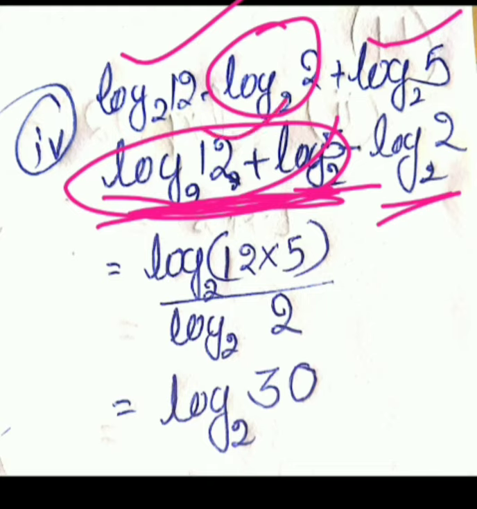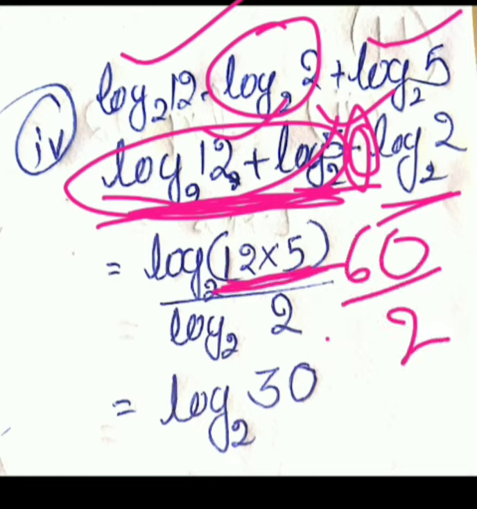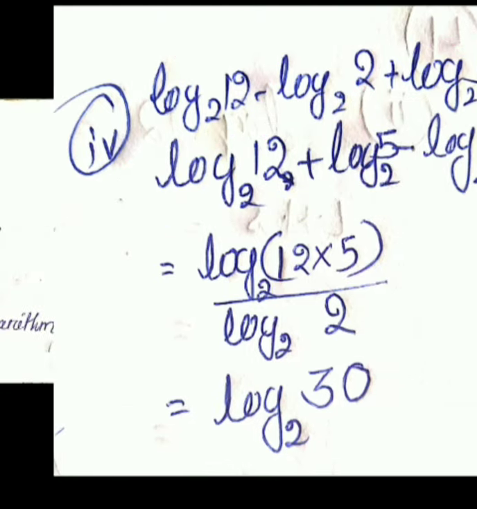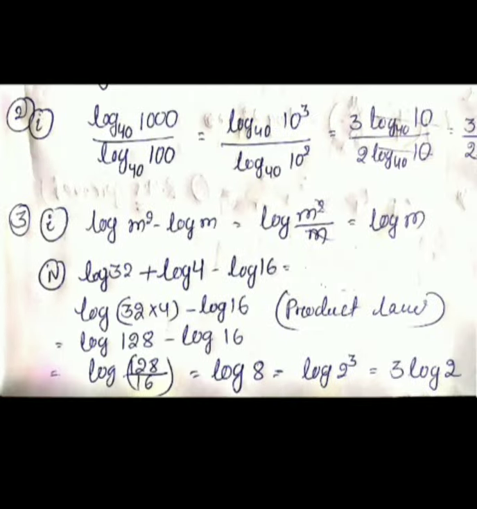log of m into n. So 12 into 5, divided by 2, because minus is given. So 12 fives are 60, 60 by 2 is 30. Log of 30 to the base 2. The answer is log of 30 to the base 2.